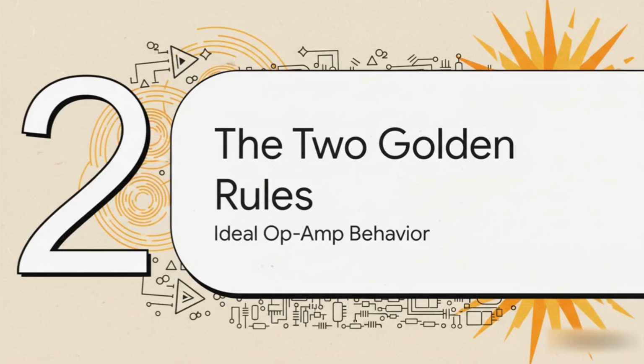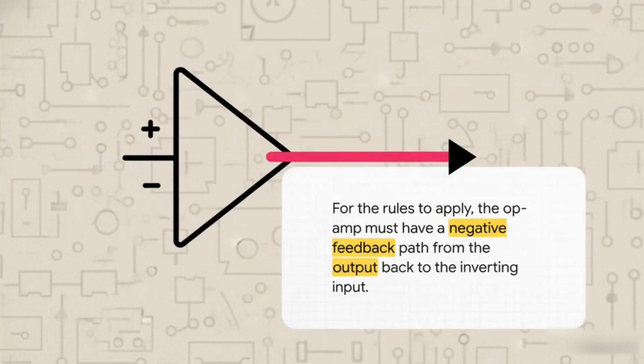Okay, now for the really cool part. To figure out what an op-amp circuit is doing, we don't have to worry about the dozens of transistors packed inside. Instead, we can just use 2, let's call them golden rules, that describe how a perfect, ideal op-amp behaves. There is one catch, though, a really important one. And that condition is something called negative feedback.